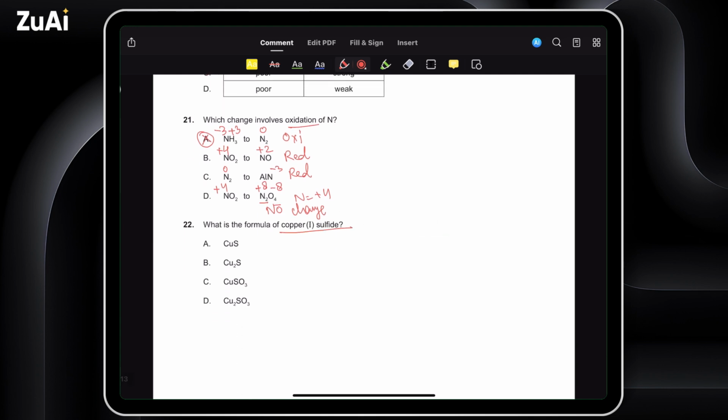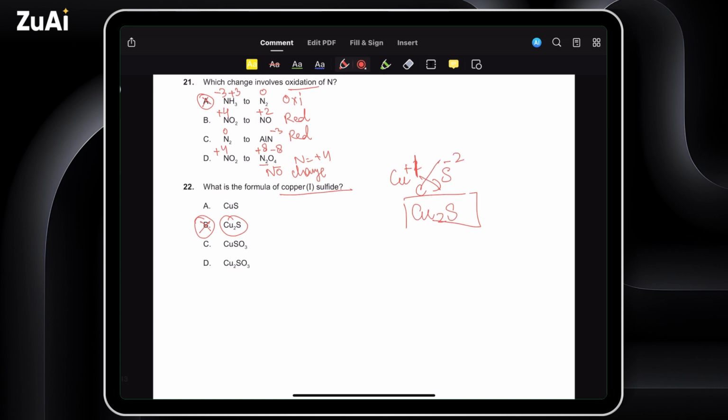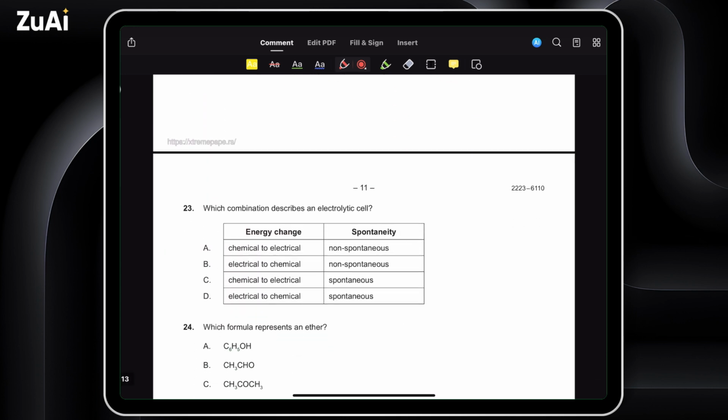What's the formula of copper sulfide? Copper has a +1 charge, sulfur has -2. When you swap the charges, it is formed as Cu2S. Which combination describes an electrolytic cell? An electrolytic cell is the kind of cell which changes electrical energy into chemical energy, and that is absolutely non-spontaneous. That's why B is the answer.